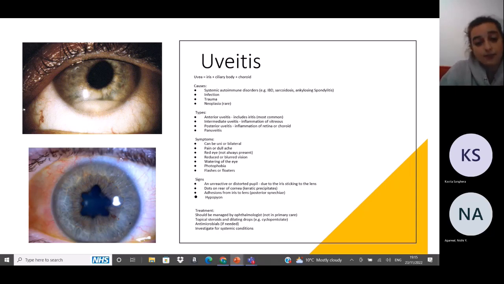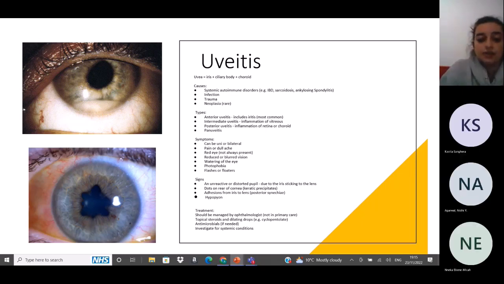So the symptoms, it can either be in one eye or both eyes. They'll have pain or a dull ache. They can have red eyes, but not always. Their vision will be blurry or reduced, they have watery eyes, are quite photophobic, and they can sometimes see flashes or floaters. And some signs that make you think it's definitely uveitis, like this picture on the bottom left, you can get an unreactive or distorted pupil, and that's caused by when there's all the inflammation, the iris can actually get stuck to the lens, and mean that it can't move as it would.